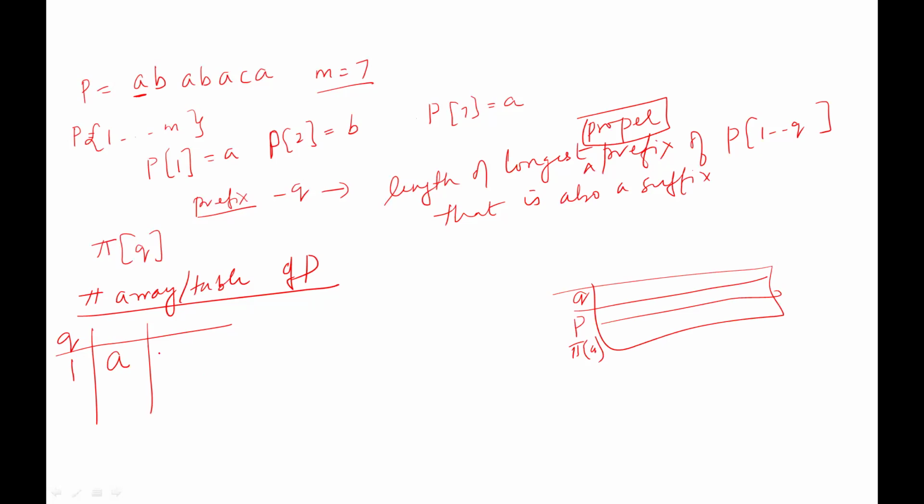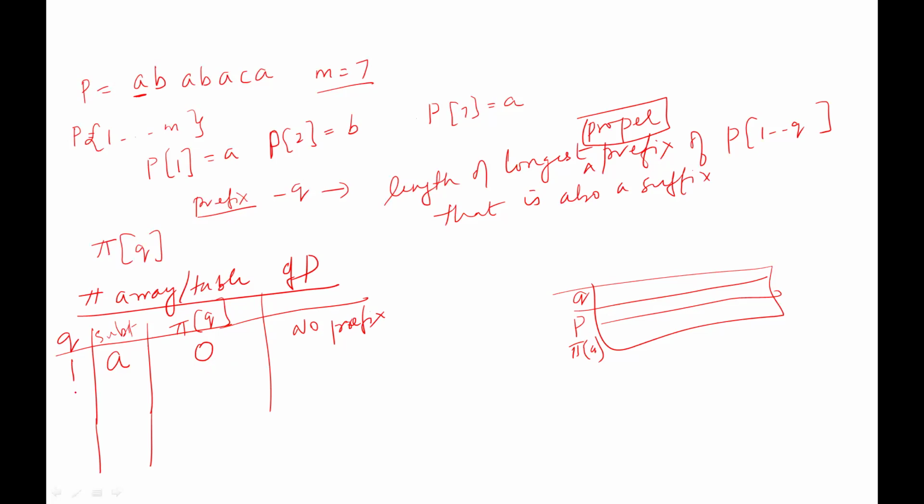Suppose I'm taking the first value Q, and the substring I have taken is the first one, that is A itself. Now, what will be pi of Q? We have to find the length of the longest prefix. When it's the first character, there is no prefix because it is the only character there. For a single character there is no need to find a prefix or a suffix, so you can simply put a 0 always. Pi of 1 will always be 0. There's nothing to look into.